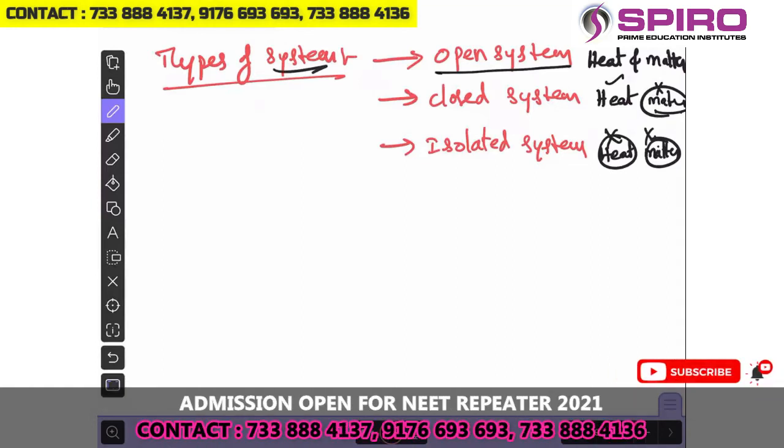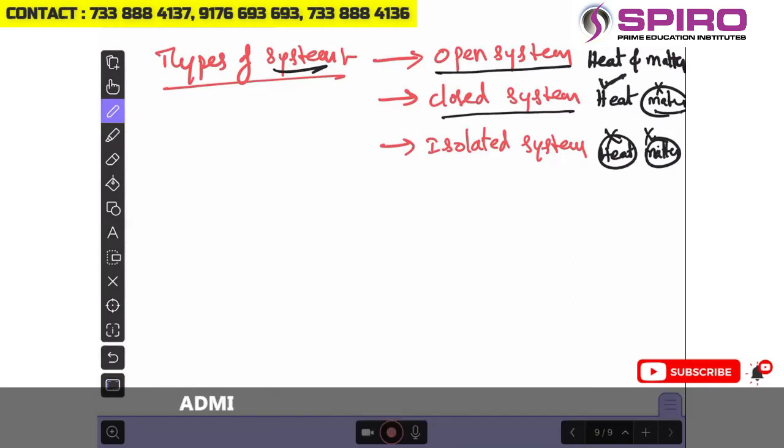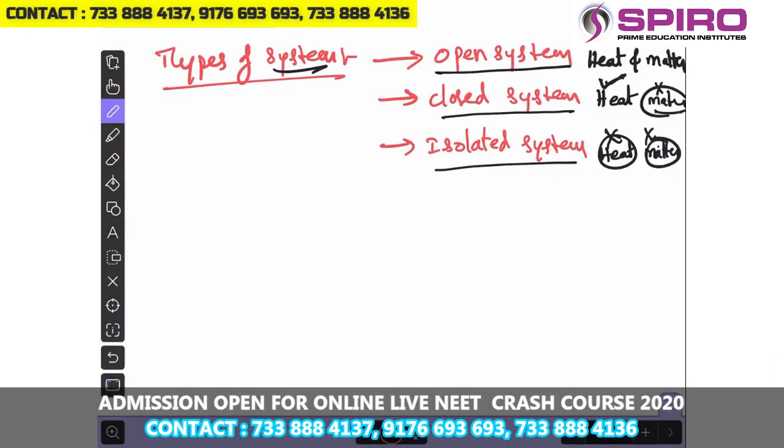Open system, in the case of the open system, heat exchange and matter exchange, both exchanges take place between system and surrounding. In the case of the closed system, only heat exchange takes place between system and surrounding, no matter exchange takes place. Isolated system, nothing will change, no exchange takes place. That means neither heat energy nor matter will be exchanged between system and surrounding. Okay, so these three are different types of the systems, right?